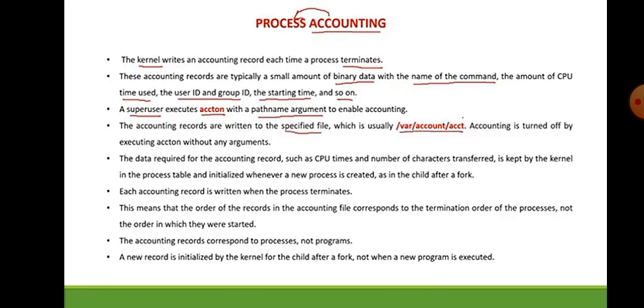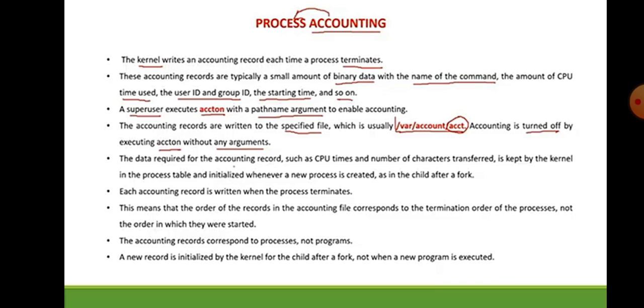Okay, so the accounting information is usually stored in this file present in this path name, and the accounting is turned off again by a super user by executing the same system call acct, but this time without any arguments. Okay, so this is how we can disable the recording of the accounting process.